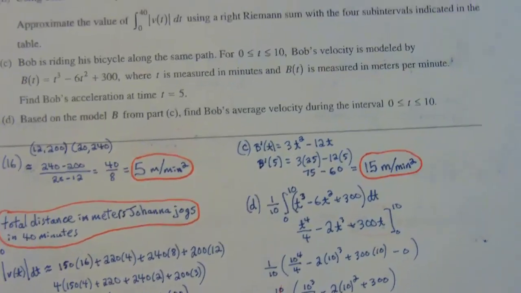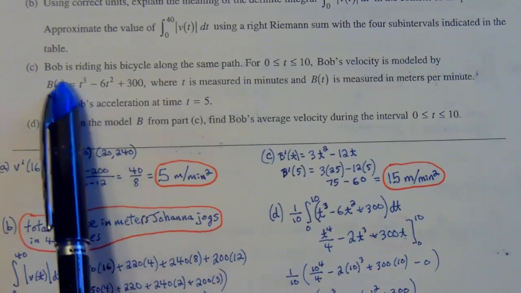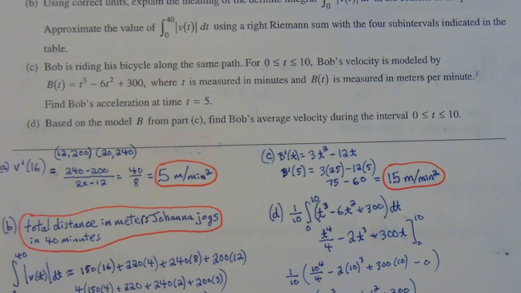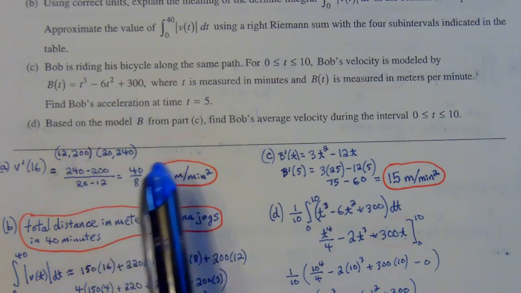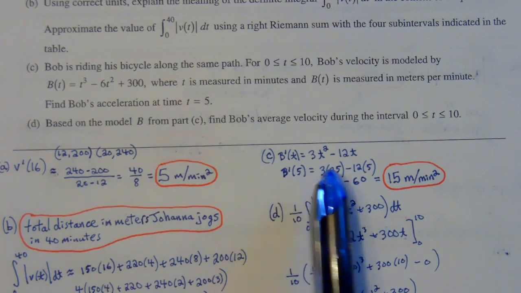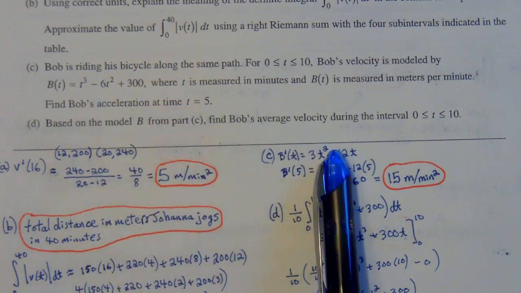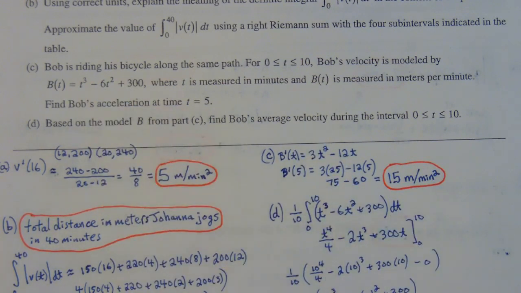And then C and D, now we got this new character, this Bob old guy riding his bicycle along that same path. It gives us his velocity equation right there, and it wants to find his acceleration. So we know to go from velocity to acceleration, you're just going to take the derivative of that. So I took the derivative and then plugged in 5. Boom, there's your 15 meters per minute squared. And those are always our units for the acceleration.